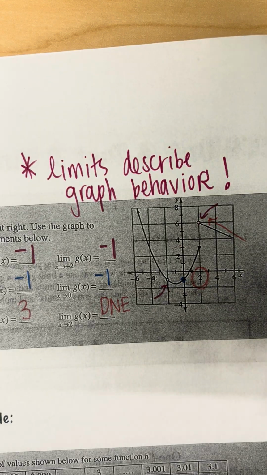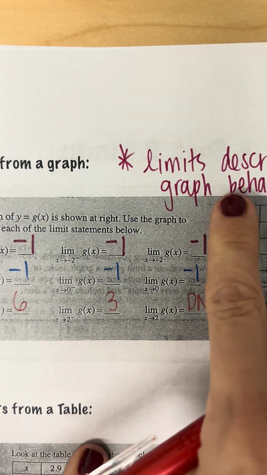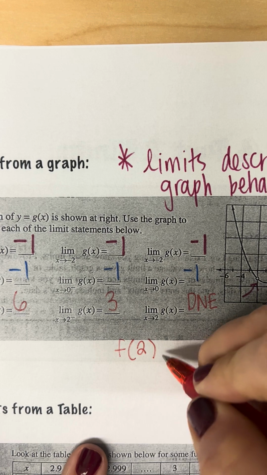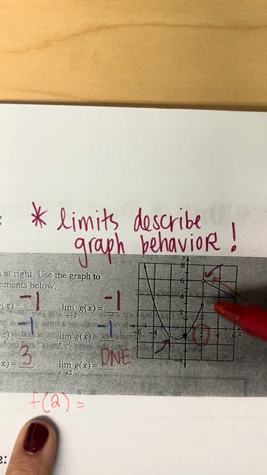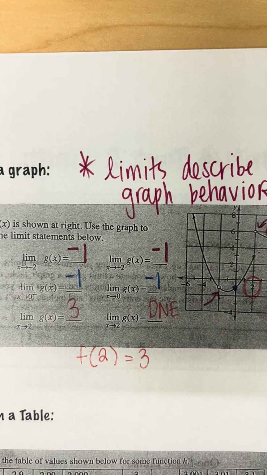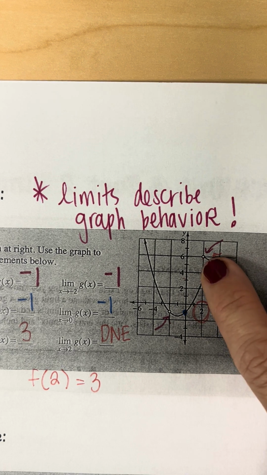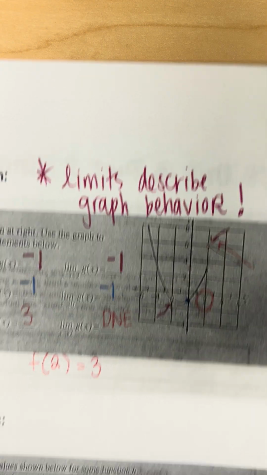All right, so again, reminding you that limits describe graph behavior, versus if I'm asking what is f of 2, then I'm evaluating that point, and f of 2 would be the one that has the closed circle. So that would be 3, okay? The value at 6 would not exist, or be undefined, I should say. Okay, so that's how you do it from a graph.